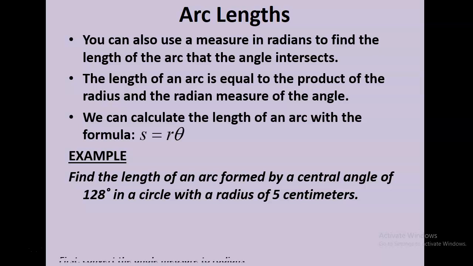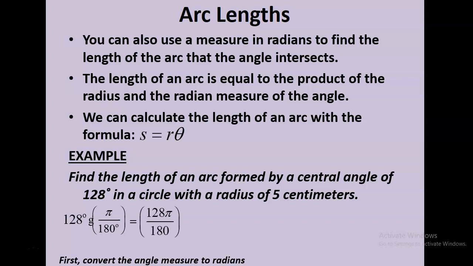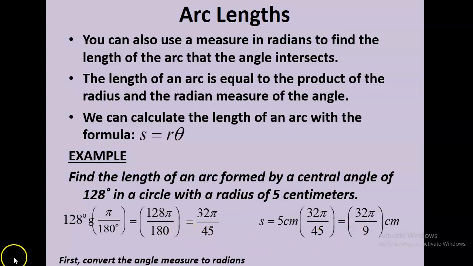So first off, we want to take that 128 degrees and convert it to radians. We multiply it by pi over 180, so we have 128 pi over 180. That simplifies to 32 pi over 45. Then we multiply that times 5 centimeters, simplify everything, and we get that our arc length is 32 pi over 9 centimeters.